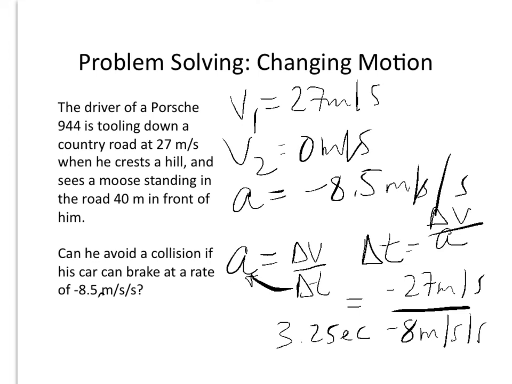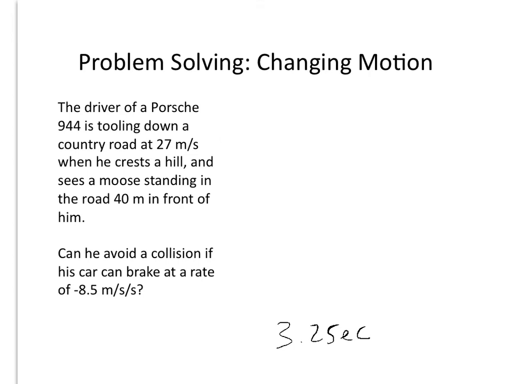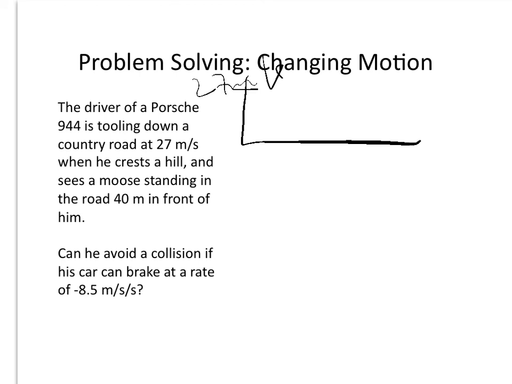So now that I've got that information, I can do the really important stuff, which is to go ahead and complete my velocity time graph. And let's get rid of this guy and that guy. And so here's what my velocity time graph is going to look like. I've got 27 meters per second slowing down, that whole thing taking 3.2 seconds, and I can finally use the last formula, d equals vt, to figure out how far the car actually travels.